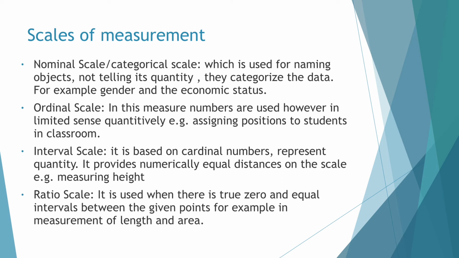The third is interval scale. This scale is based on the cardinal numbers, represent quantity. It provides numerically equal distances on the scale, for example, if you are measuring height. And the last is ratio scale. It is used when there is a true zero and equal intervals between the given points, for example in the measurement of length and area.